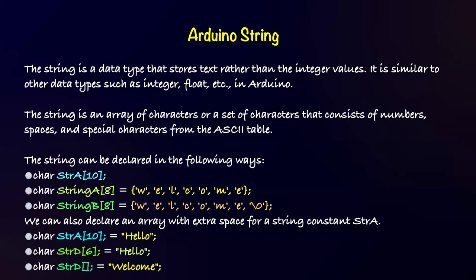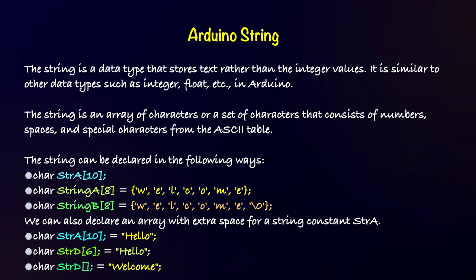Arduino string. The string is a data type that stores text rather than integer values. First of all, you need to know that. So it will basically be storing the text value. It doesn't store integer values. Now, it is similar to other data types such as integer, float, etc. in Arduino. So it's a kind of data type which is similar to other data types, right?